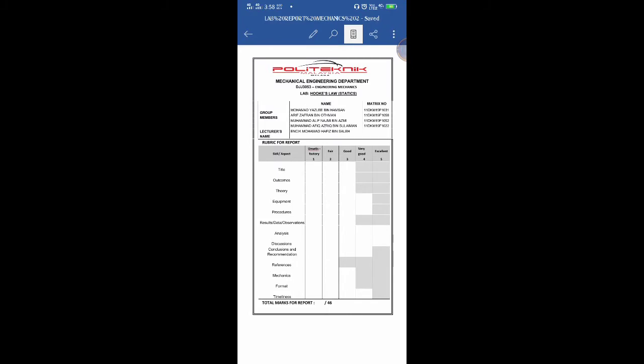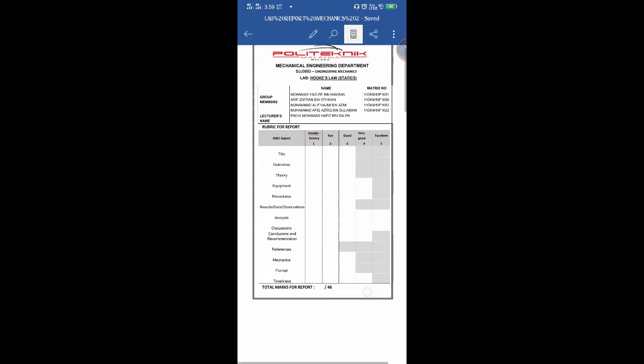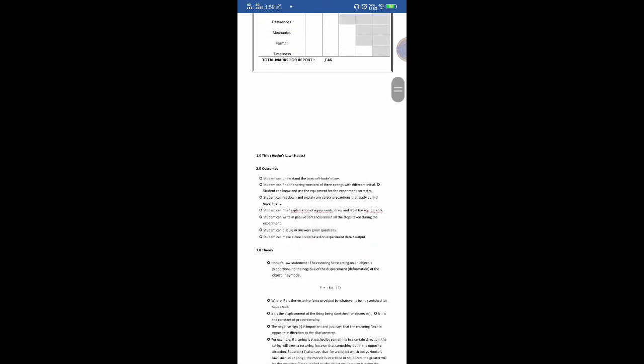Assalamualaikum warahmatullahi wabarakatuh. Saya Muhammad Azli bin Hamsan daripada kelas DKM 3B, 11 DKN 19F1031. Hari ni saya nak membincangkan tentang lab yang bertajuk Hooke's Law Static. So tajuk tadi Hooke's Law Static. 2.0 outcome iaitu student can understand the basics of Hooke's Law.